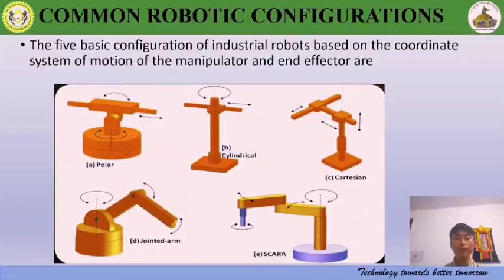Common robot configurations. There are five basic configurations of industrial robots as per various sources. These are based on the coordinate system of motion of the manipulator and end effector. These configurations include polar, cylindrical, Cartesian, jointed arm, and scalar. Jointed arm is also referred to as articulated robots. Each of them will be discussed in detail in the next slides.